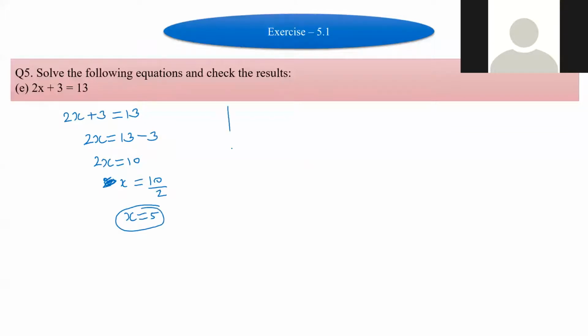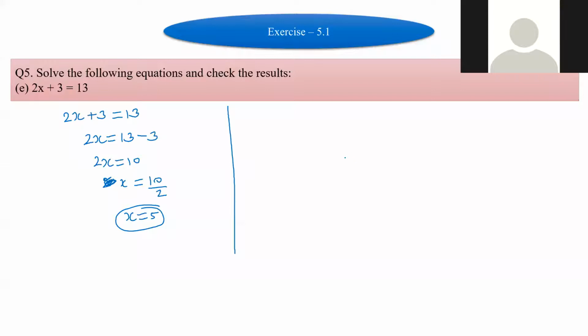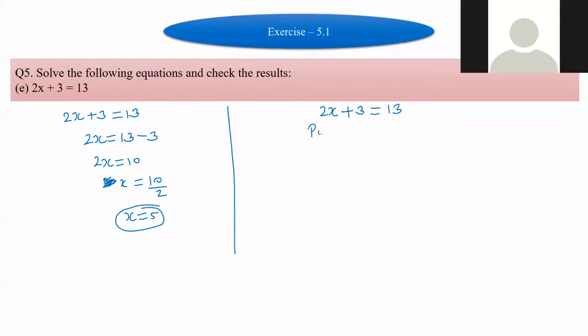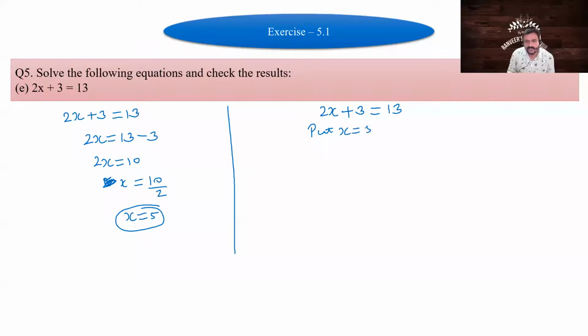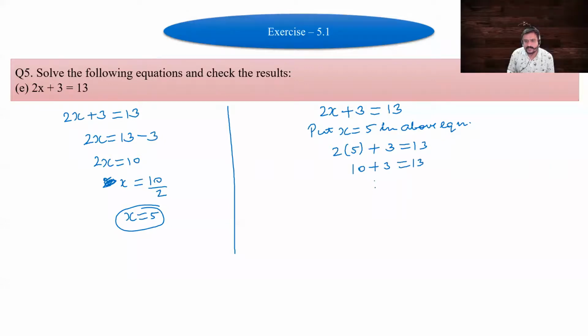Sorry, x is 5. Put x equal to 5 in the above equation. So 2 multiplied by 5 plus 3, which is equal to 13. So 10 plus 3 is equal to 13. So 13 is equal to 13.